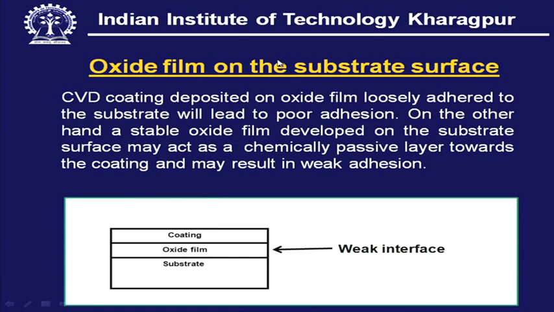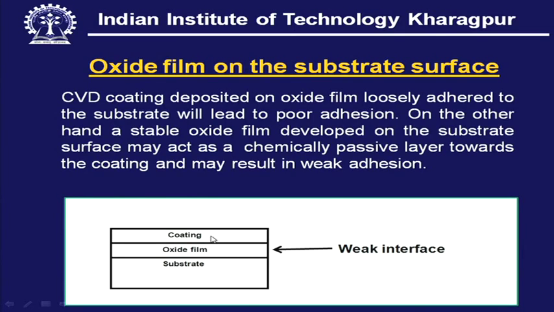Oxide film on the substrate surface. Now, a CVD coating deposited on an oxide film loosely adhered to the substrate may lead to poor adhesion. This oxide film may be of two types. It may be just an oxide scale, which may not be continuous and may not be well adherent. This is just an oxide scale spread over the surface in discrete locations. If the coating is deposited over the substrate, it comes in contact with these oxide scales scattered over the substrate surface, and as a result this coating cannot have a direct contact with the substrate, which will lead to poor adhesion.